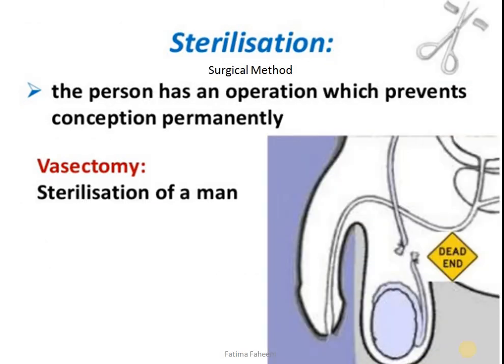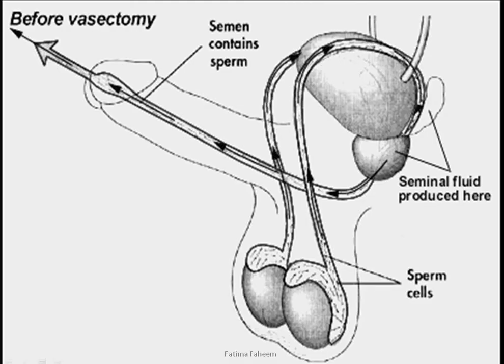This is the process of surgical method, which also is termed as sterilization, where the person has to go under a surgery, an operation which prevents the conception permanently. In male, we call it vasectomy, which is sterilization of a man, where the sperm duct, as you can see in the diagram, is cut or tied so that no sperm could go from the testes to anywhere. So this is the process which is happening before vasectomy in a normal process. You can see the arrows showing you the direction or pathway of the sperms which are being produced in the testes, then in the epididymis, and then in the sperm duct.